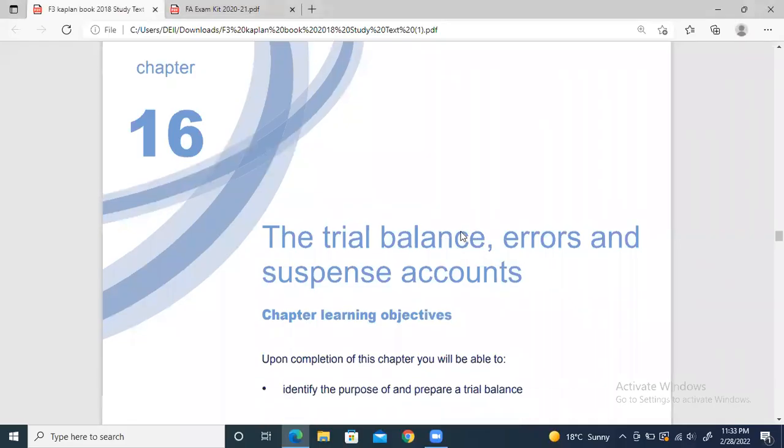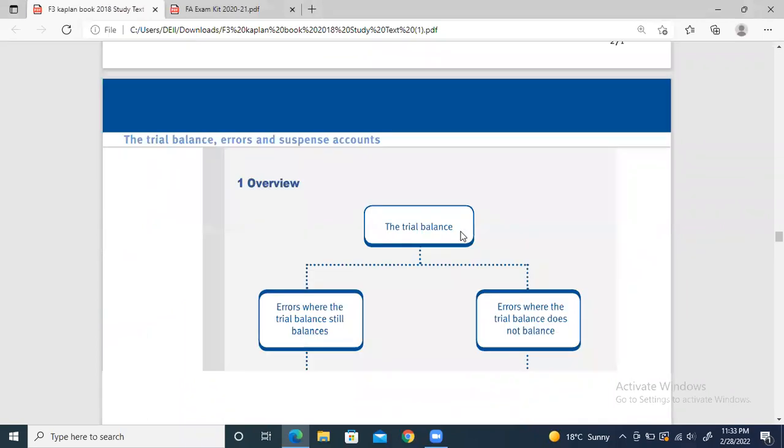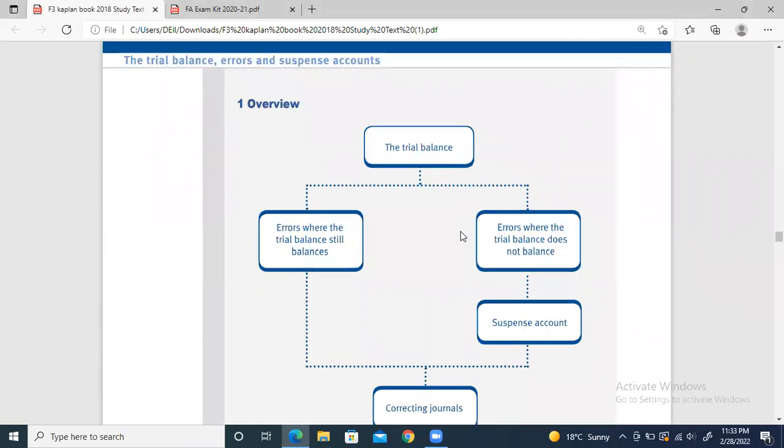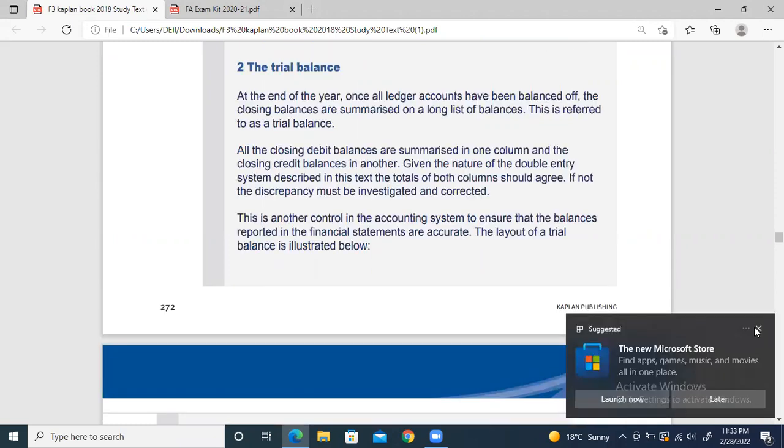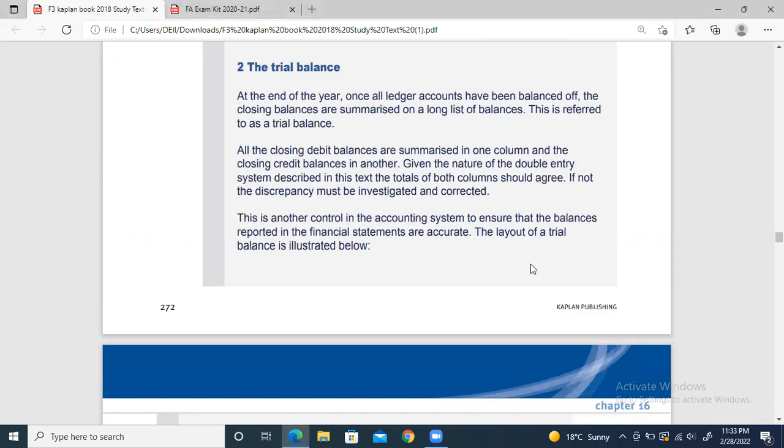So trial balance, errors, and suspense account. First of all, I'm going to give you just a brief introduction of what actually a trial balance is. We'll study about this, and after that, we will be starting with the suspense account and all the details regarding the errors that we have. Okay.